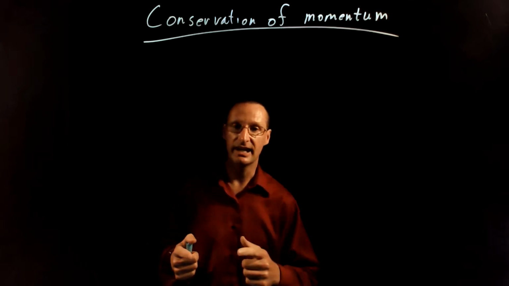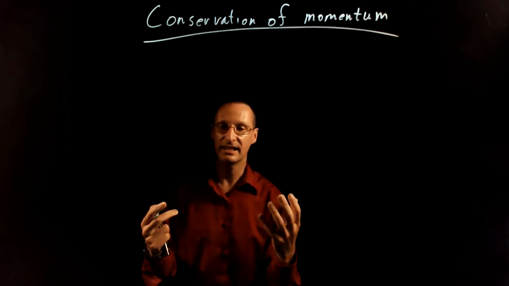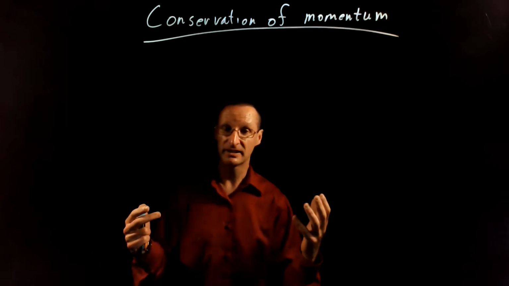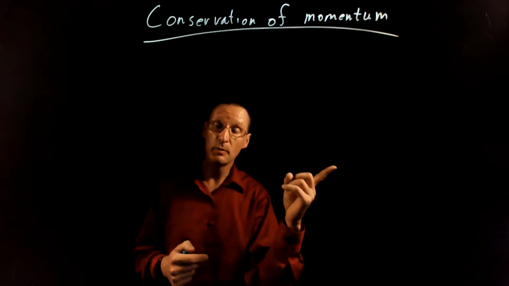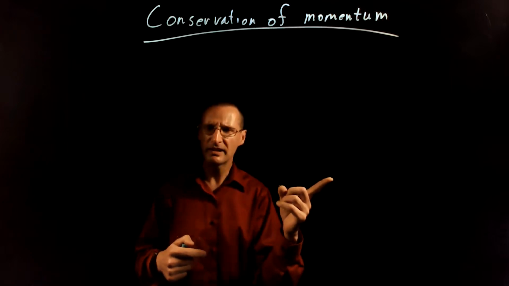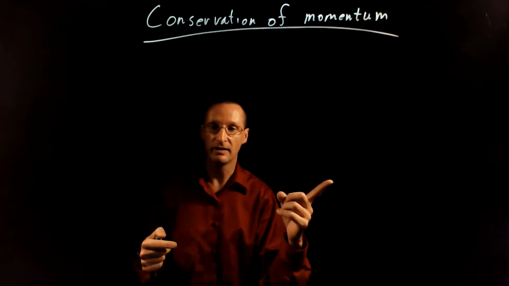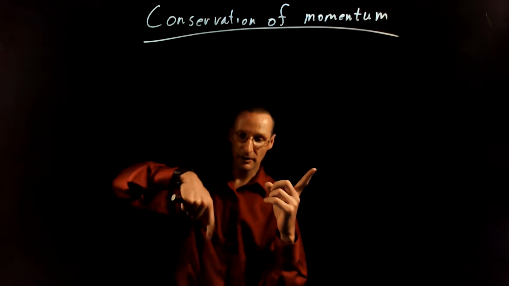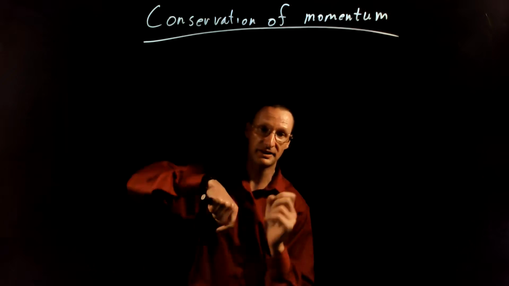Momentum is just like that, and that is the basic idea of the conservation of momentum law. If something gets momentum, if it gains momentum in a particular direction, that momentum had to come from somewhere, from some other object. Some other object now has momentum in the other direction.